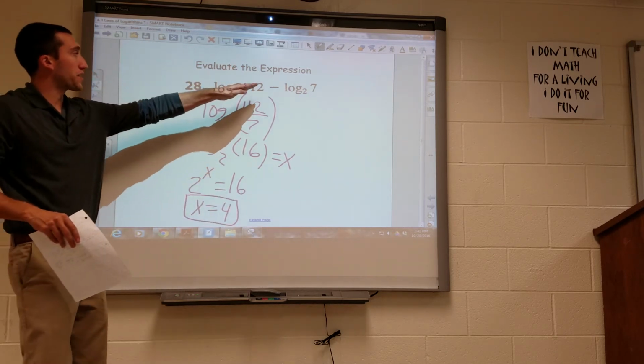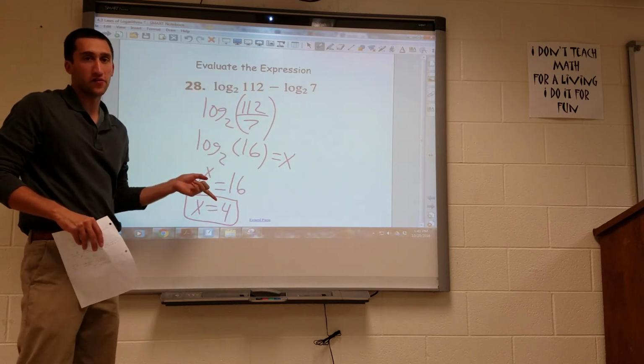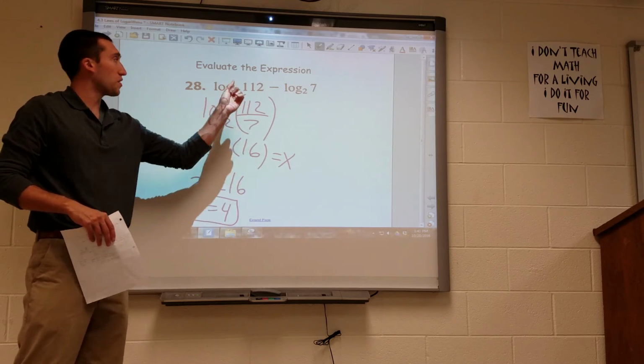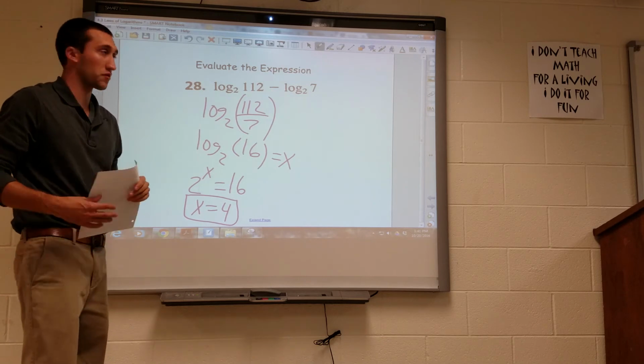So if you try to do it straight from here without using our laws, there's no way we're going to get to a 4. But as you can see, real easy, by rewriting it using our laws, we can come to a value of x equals 4.